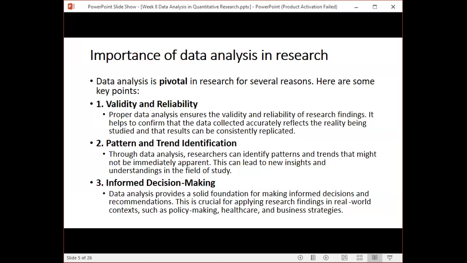Okay, it helps to confirm that the data collected was accurate, right? And reflects the true meaning of whatever is in existence. And again, somebody can also replicate it. Somebody can do the same thing and you are certain that the same results are what the people are going to get. Okay, so it has to be reliable, it has to be valid. It identifies the patterns and the trends. So anytime you're analyzing data, those are the things you're looking at, patterns, trends, and then this can lead to new insights and understanding in the field of study that you are looking at.